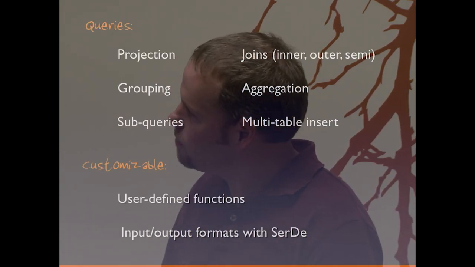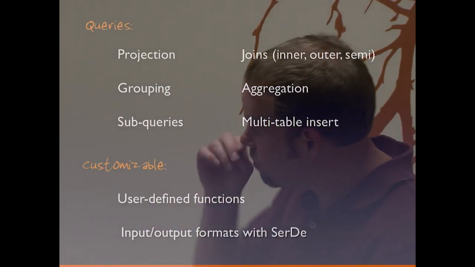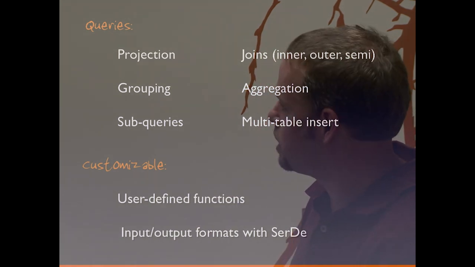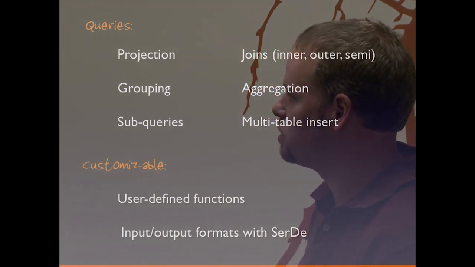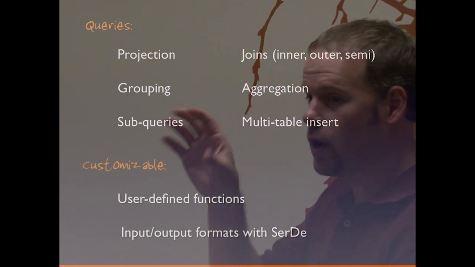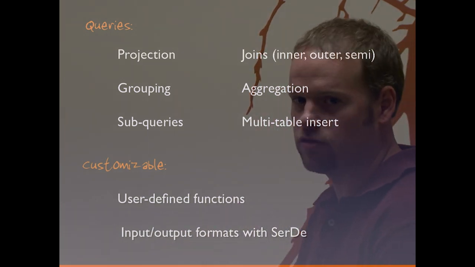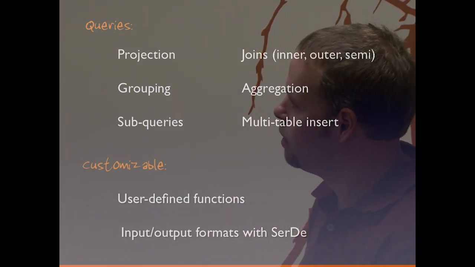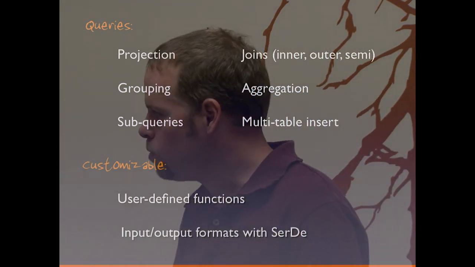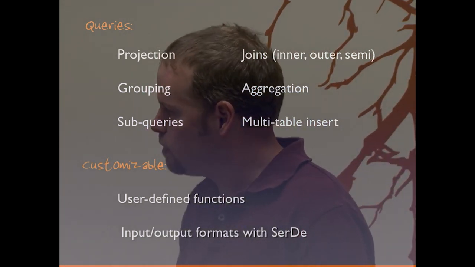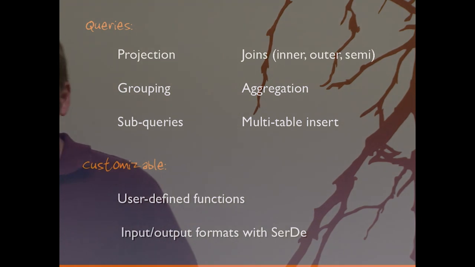You can do a bunch of stuff, the same types of things you can do with SQL. You can do joins, projection, grouping, subqueries, aggregation. One kind of cool thing is that you can do a query and have its output go directly into multiple tables. That's kind of interesting. You can also define your own functions.